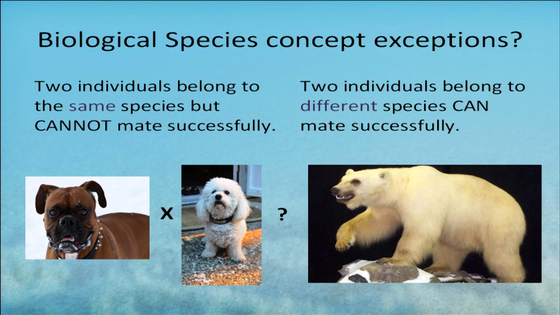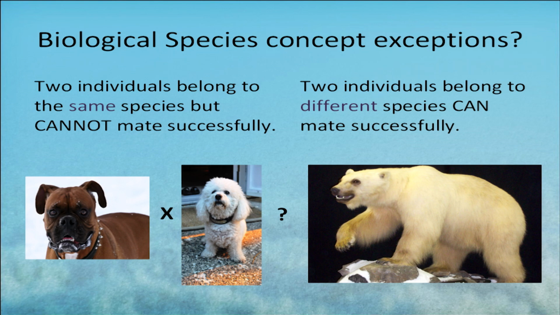But, as I mentioned before, it's not black and white. There's gray area. And there are truly exceptions to the biological species concept. Let's take a look at 2 of them. In one scenario, you can have 2 individuals that truly do belong to the same species, but cannot mate successfully. In other words, they don't reproduce for a variety of reasons. I'll actually use the common dog, which is Canis familiaris, as an example.